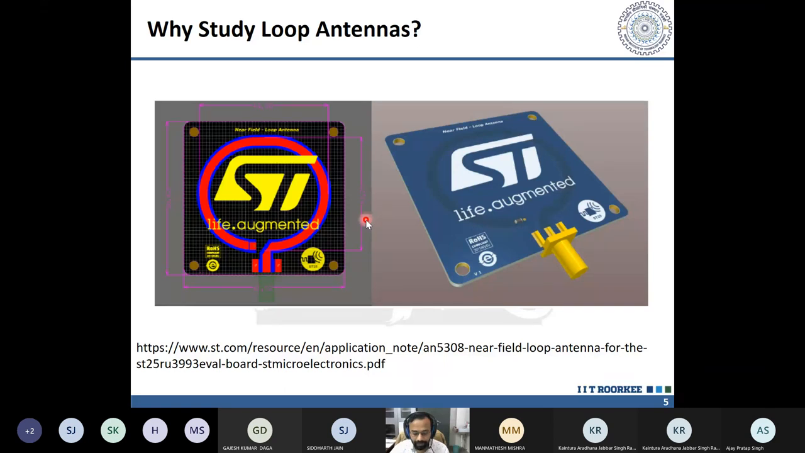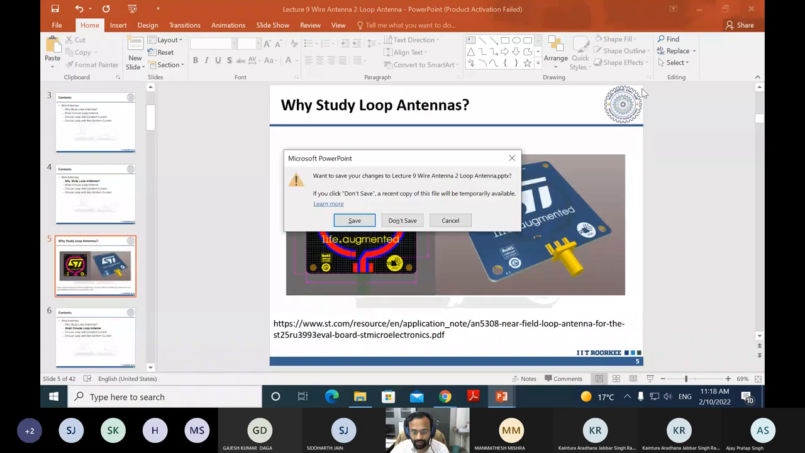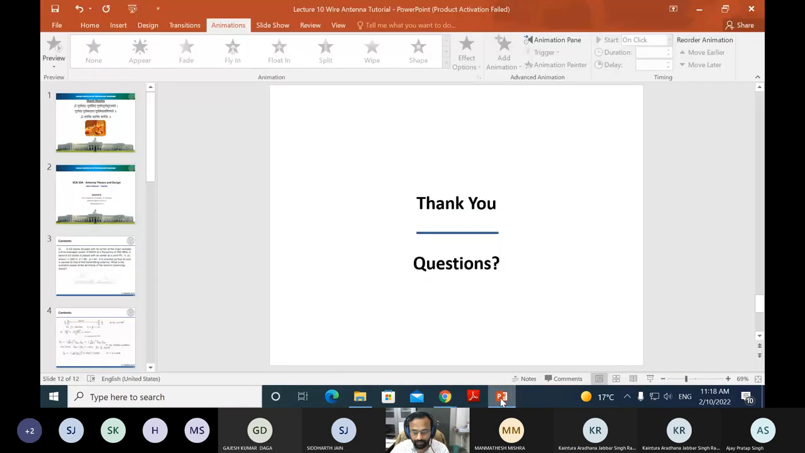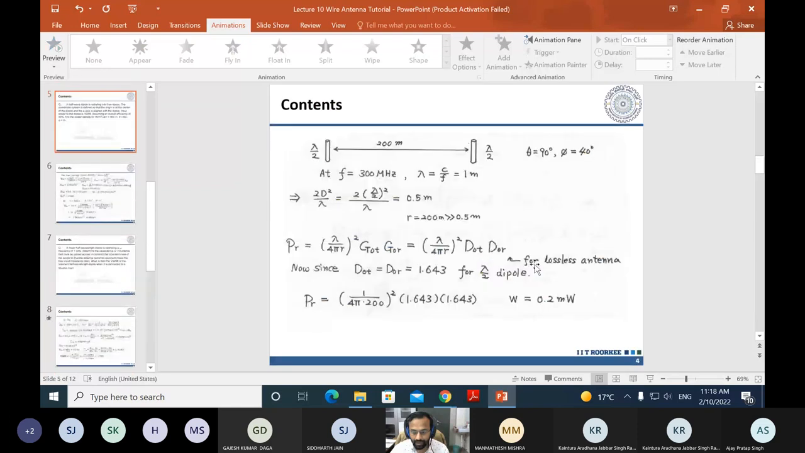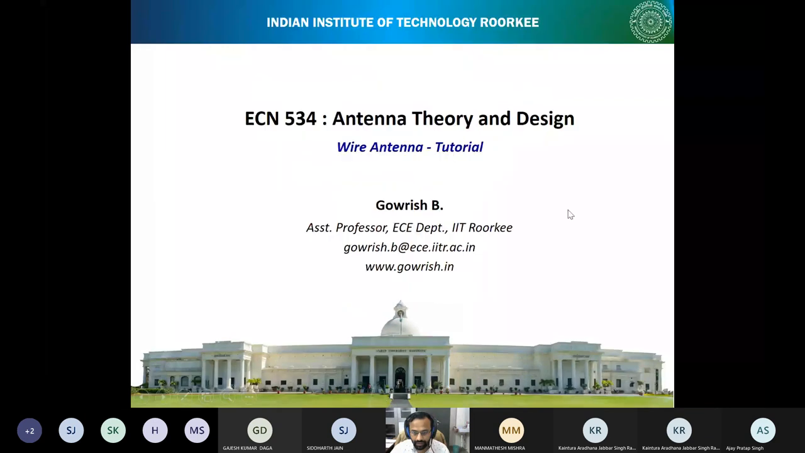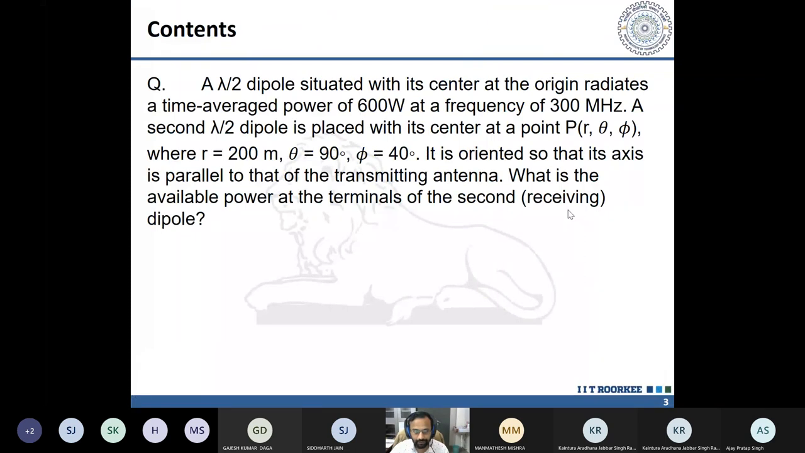Okay, so let us take the next topic, which is the tutorial for the wire antennas. I have a tutorial for the wire antennas. There are not many problems that I have compiled, only very few problems. We will look into these problems and then we'll terminate today's meeting.